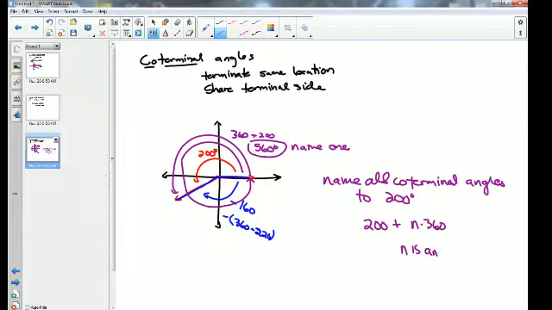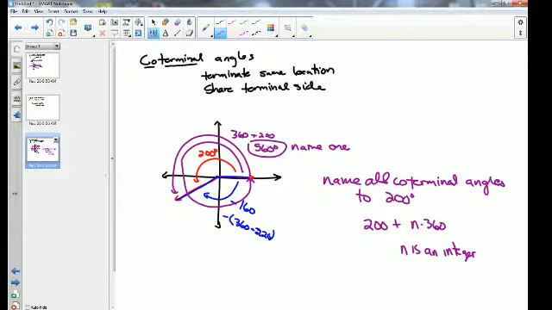You remember what an integer is, right? Positive or negative whole numbers. So if I put 1 in here, I get a coterminal angle. If I put 10 in there, I get a coterminal angle. If I put negative 50 in, right? So this is how you note all possible coterminal angles.